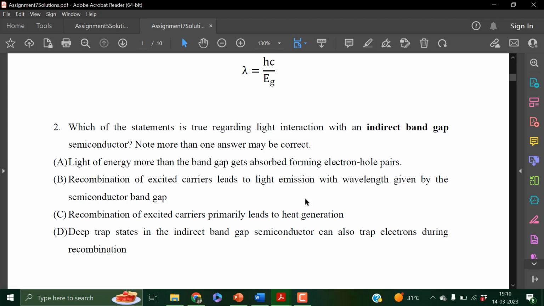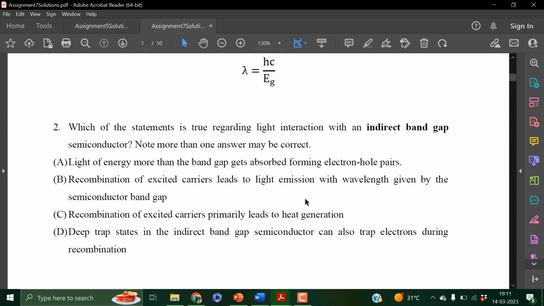Whenever we provide light with energy more than the band gap, electron-hole pairs will be formed irrespective of whether it is direct or indirect. Deep trap states in an indirect band gap semiconductor can also trap electrons during recombination. When we talk about solar cells and LEDs, one issue we face is recombination. Why does recombination happen? Other additional energy levels will be present in the forbidden gap.